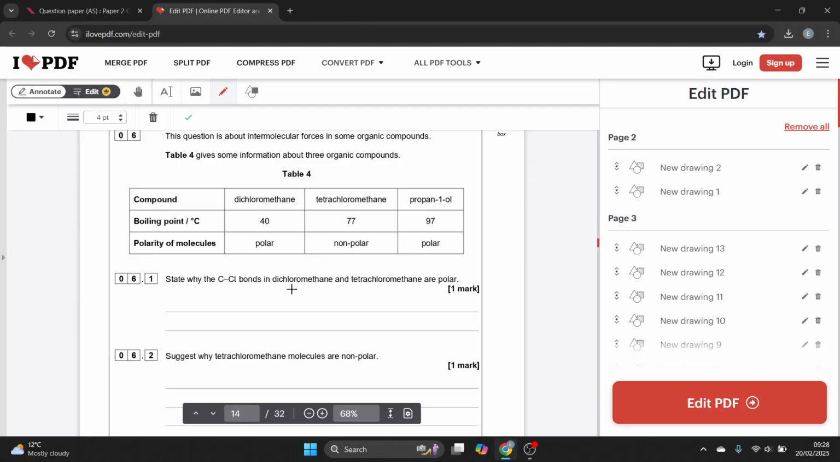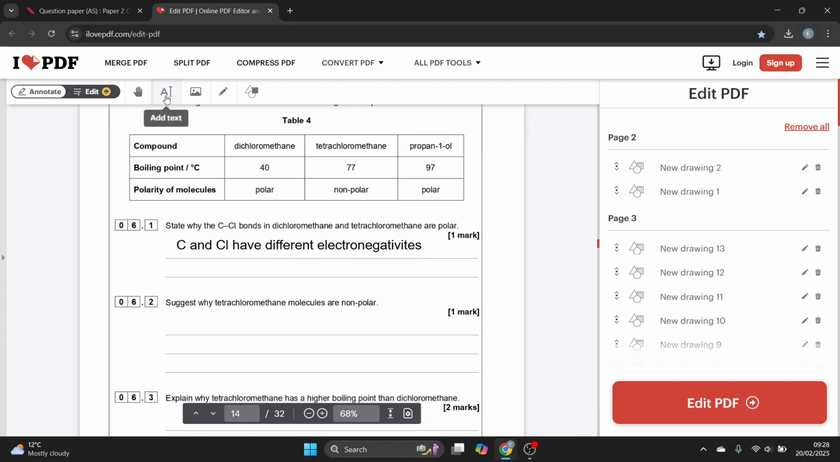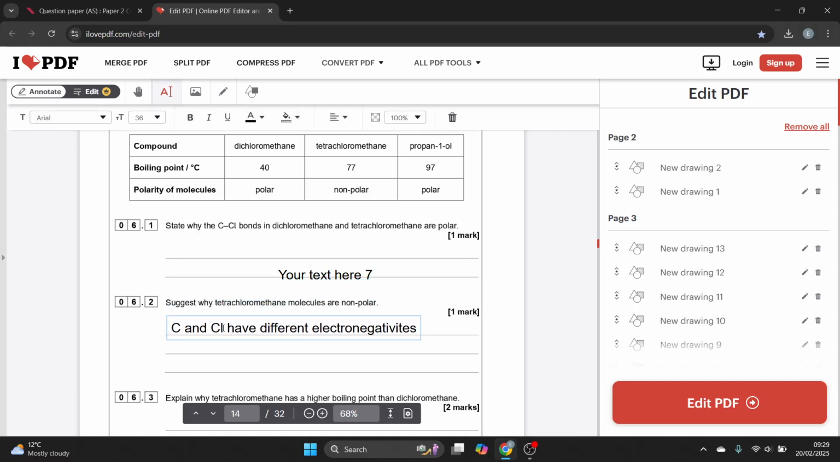Question 6, state whether C-Cl bonds in dichloromethane and tetrachloromethane are polar. Carbon and chlorine have different electronegativities. State why tetrachloromethane molecules are non-polar. Idea that the dipoles cancel out due to symmetry.